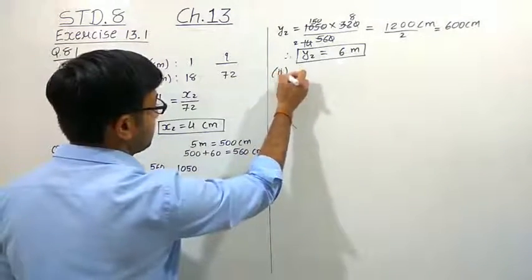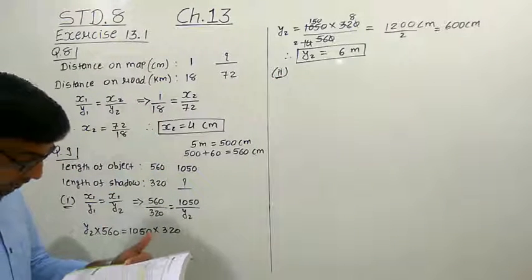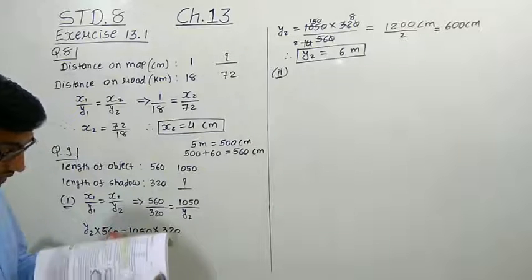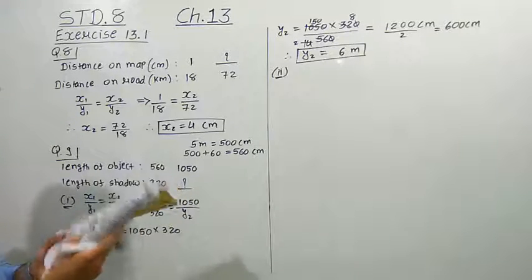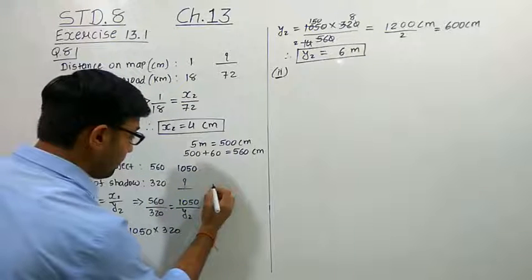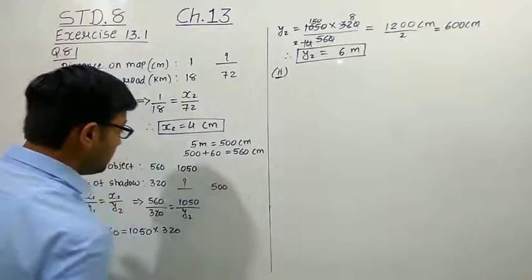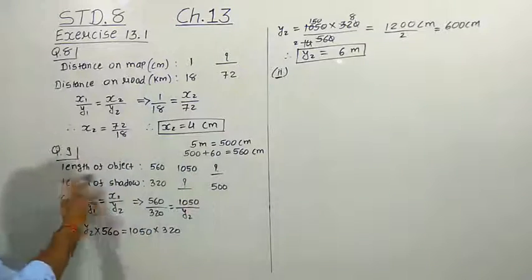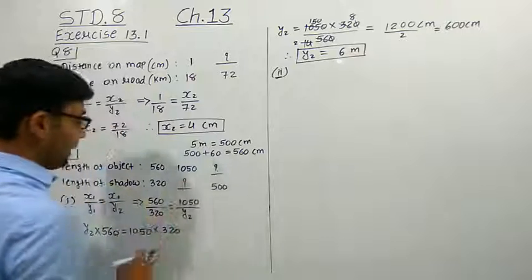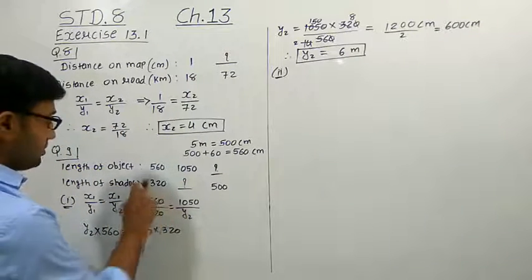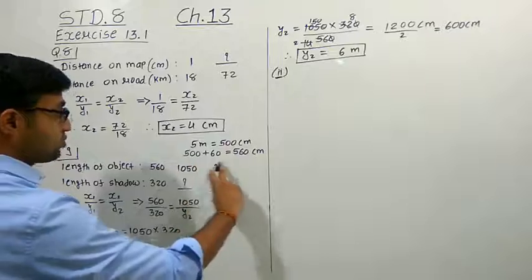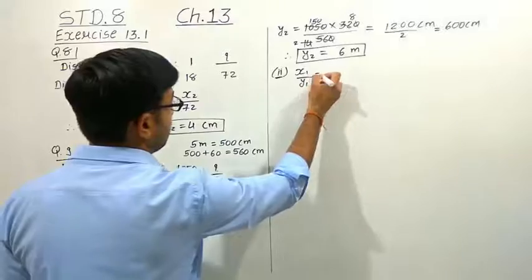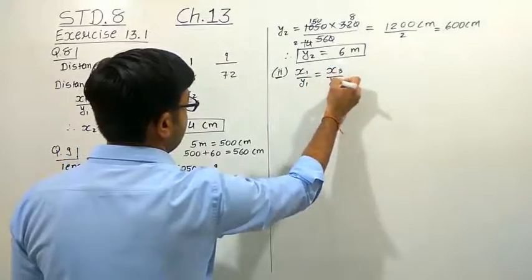Now the second case. In the second case we are given the height of the pole which casts a shadow of 5 meter. Here the length of the shadow is given, that is 5 meter, which means 500 centimeter. We have to find out the actual length of the object, right? So here we can compare this ratio with this ratio, and write x1 upon y1 is equal to x3 upon y3.